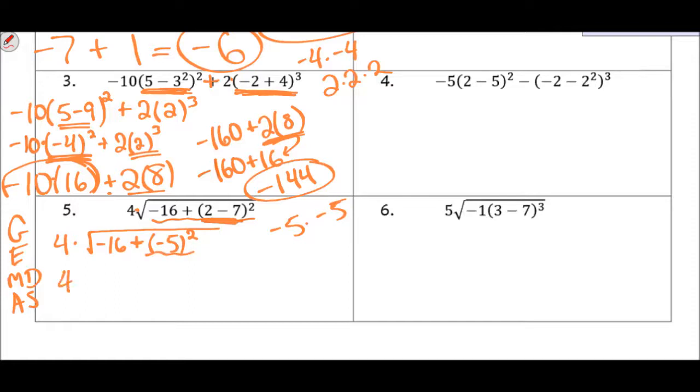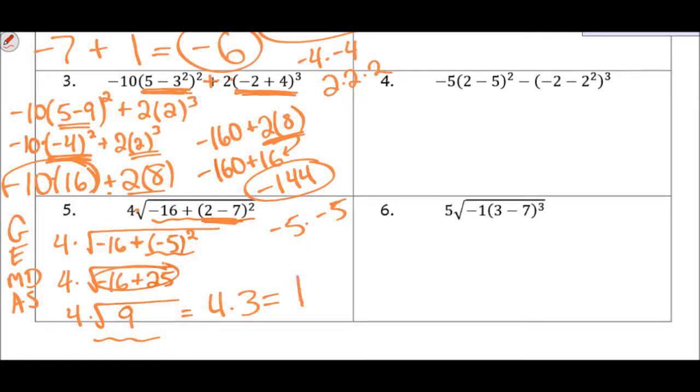So I have 4 times the square root of negative 16 plus 25. That's the same thing as 4 times the square root of 9. Just simplifying that by adding those two. Now I have to do the square root next. So I do the square root of 9, that's 3. And it's just 4 times that, which is 4 times 3, or 12.